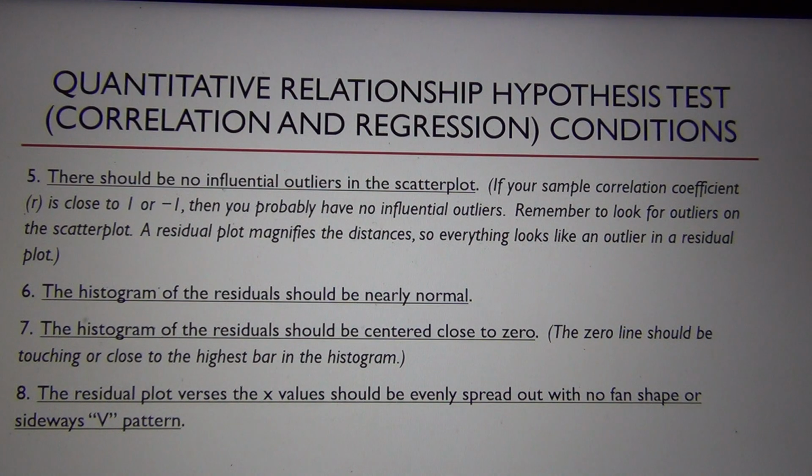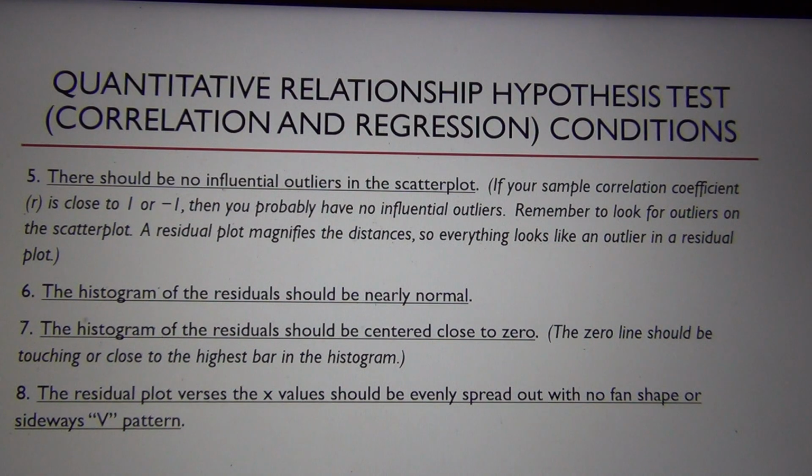Condition number 5, there should be no influential outliers in the scatter plot. We talked about last time that some dots look like they're just way off from the regression line. And remember, this is based vertically. What we're really looking for is whether the vertical distance from the regression line is very far. If that happens, that's called an influential outlier. And how do we know it's influential? Well, the R value will start taking a hit. If you really have no influential outliers, your R value should be pretty close to 1 or -1. If your R value starts dropping, getting closer and closer to 0, you probably have some influential outliers. Again, you'll have to look at the scatter plot. You'll have some dots that are vertically very far from the regression line.